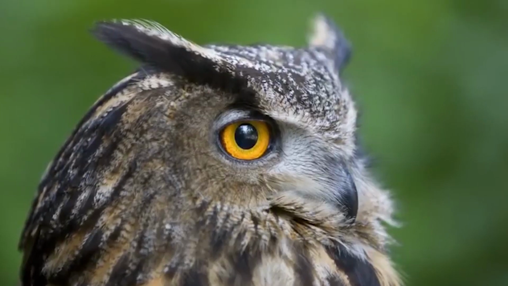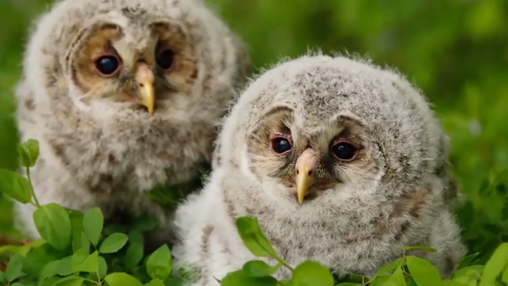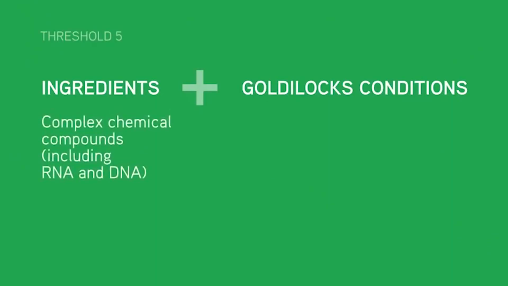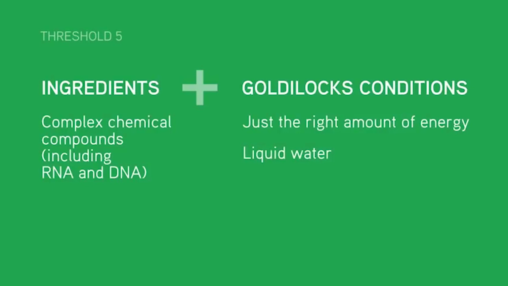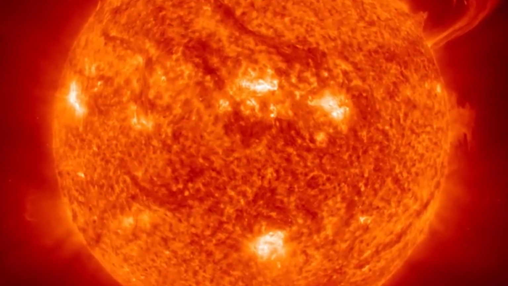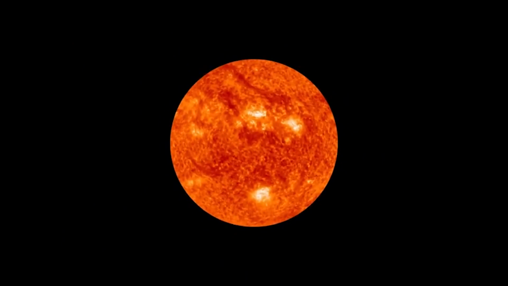Let's consider the ingredients and the Goldilocks conditions needed for life to form. The ingredients are a great variety of complex chemical compounds, including DNA and RNA. Two Goldilocks conditions provide ideal environments for these chemical compounds to combine in many different ways. First, you need energy to fuel those chemical reactions, but not too much, since that would just blast molecules apart.